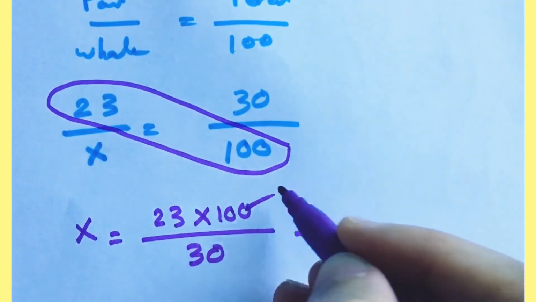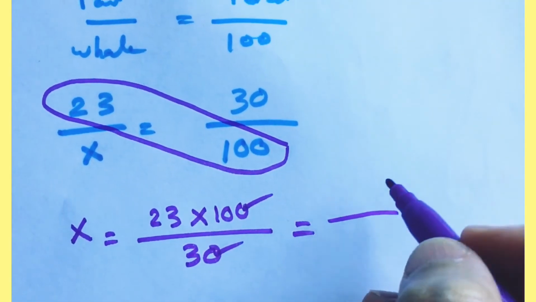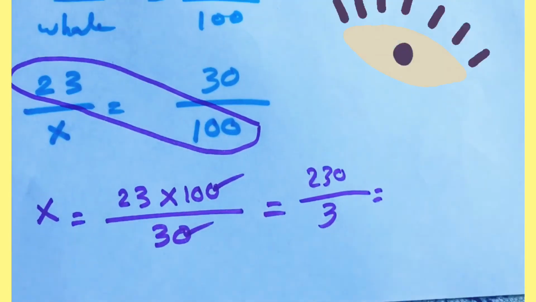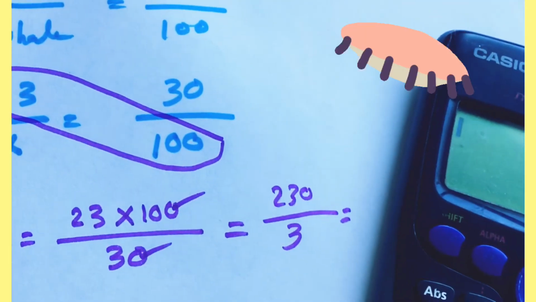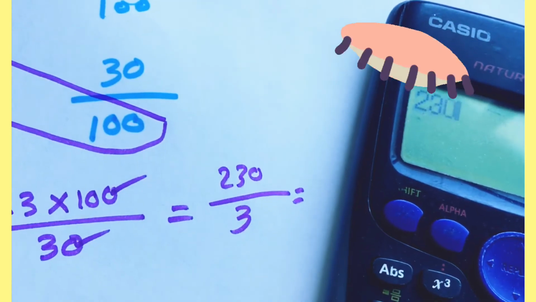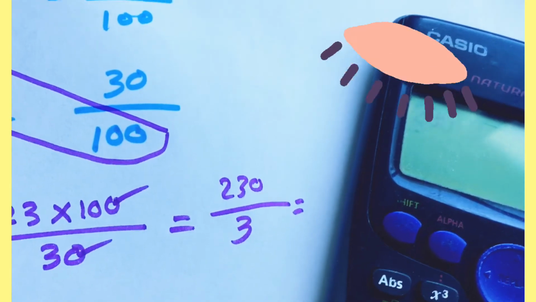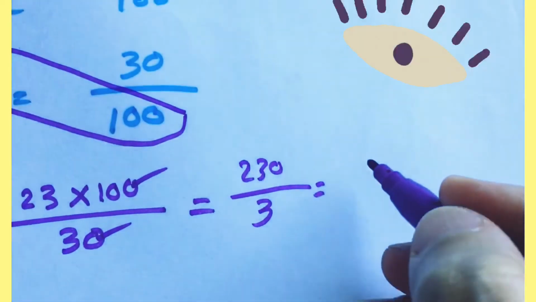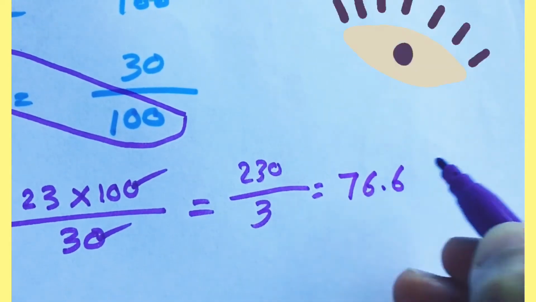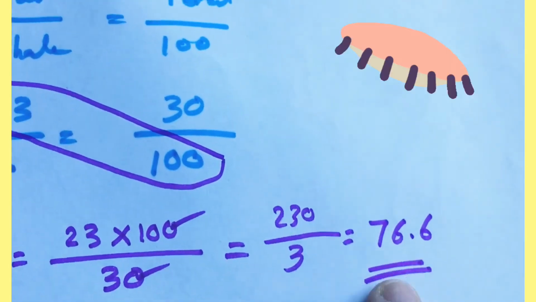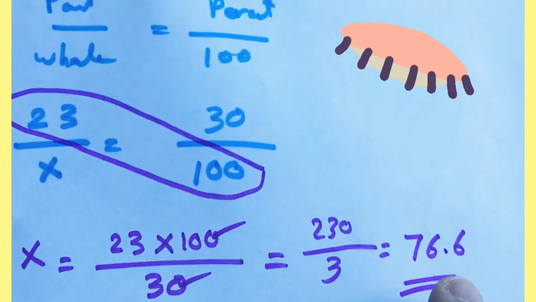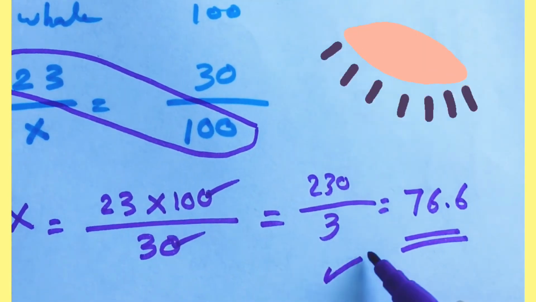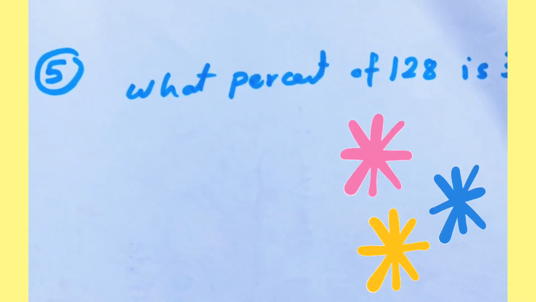So I can divide this number by this number, so it will be 230 divided by 3. We can do it with the calculator. 230 divided by 3 equals 76.6. This is the whole number. So this is the whole, this is the part, and this is the percent. Done. Question 5, the last question.